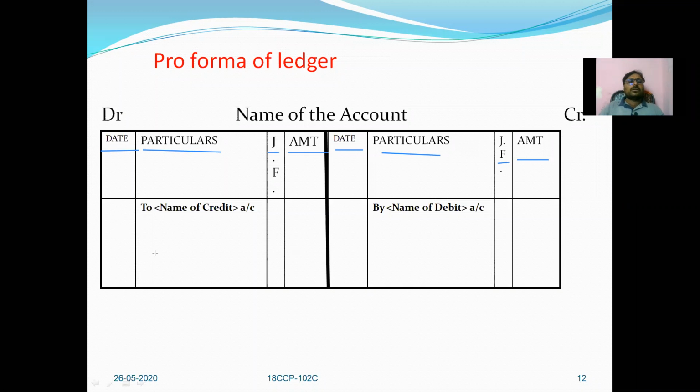Here in the date column, the date of the transaction should be mentioned. Next, on the debit side, the particulars column starts with 'To'. On the credit side, the particulars column starts with 'By'. It starts with 'By' followed by the credit account name, 'By A/c'. Here 'To' is followed by the name of the debit account and the account name. So this is the account proforma.